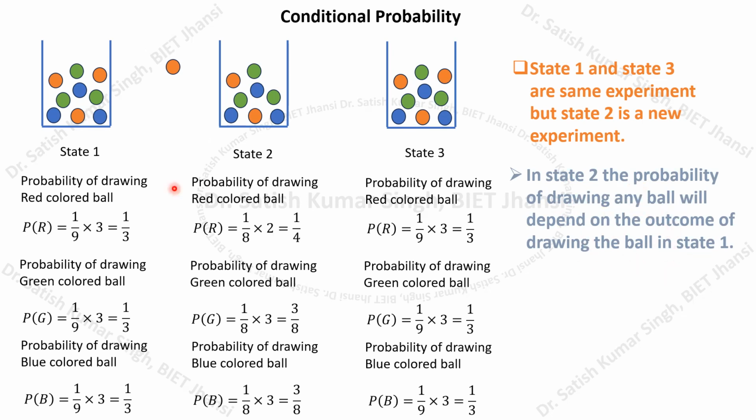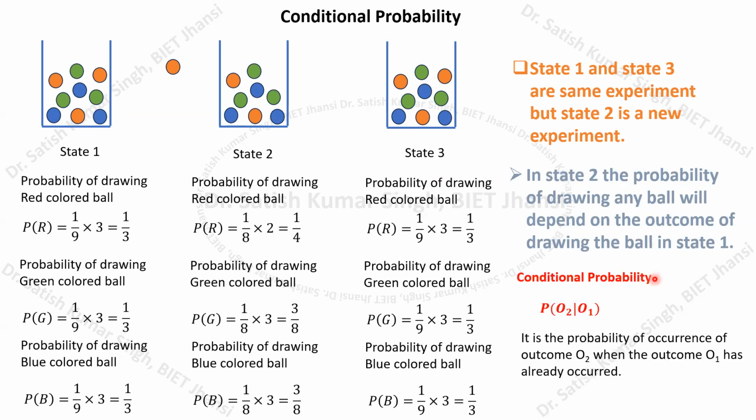Okay, so what was the ball which was drawn in the first state? If it is not replaced, then obviously the probability of drawing any other ball is going to be impacted. These probabilities are actually impacted due to the drawn ball. Therefore, here you can see that this conditional probability we can define like this. It is the probability of O2 for given O1.